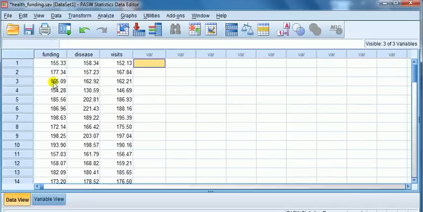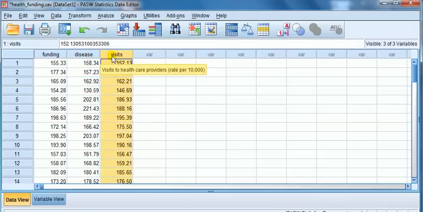So even if I'm interested in looking at the effect of funding on disease, and I'm not really interested in the effect of visits on disease, because visits also affects disease, we should include it even though we're not interested in its impact on disease. Such variables, which we are not interested in but have to include, because otherwise we get biased estimators for the coefficients on the variables I'm interested in, are called control variables. We're not interested in them per se, but we must include them because otherwise the coefficient on the independent variable that we're interested in is likely to be biased.